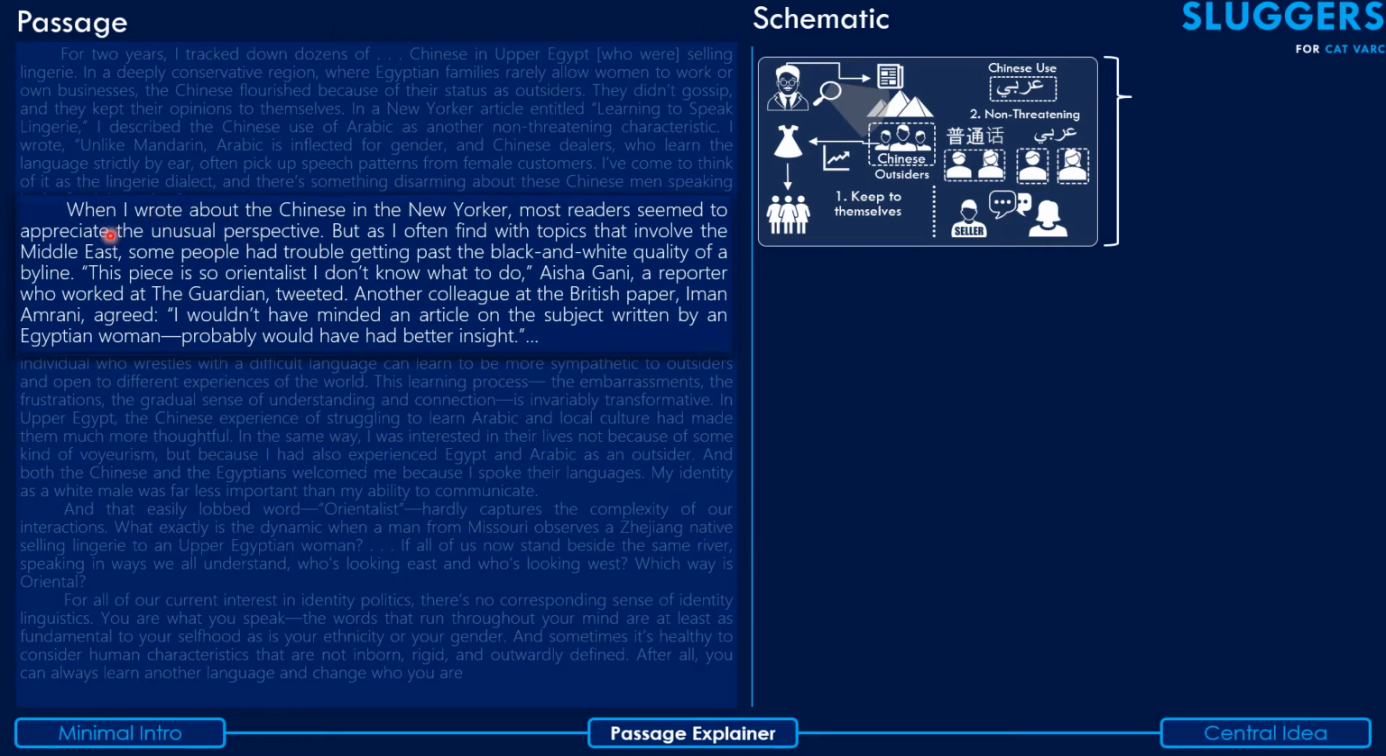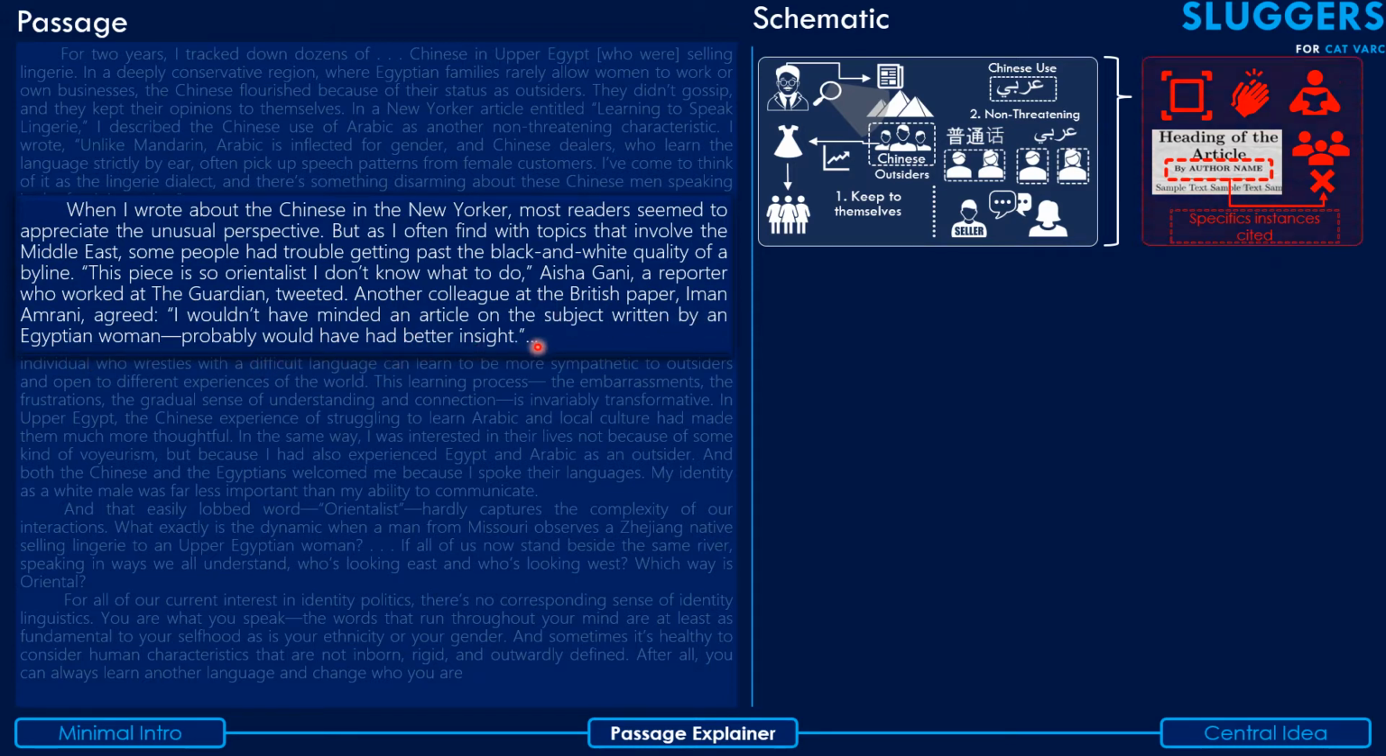Coming to the second paragraph. When I wrote about the Chinese in the New Yorker, most readers seemed to appreciate the unusual perspective. But as I often find with topics that involve the Middle East, some people had trouble getting past the black and white quality of a byline. "This piece is so Orientalist, I don't know what to do," Aisha Ghani, a reporter who worked at The Guardian, tweeted. Another colleague at the British paper, Imran Amrani, agreed. "I wouldn't have minded an article on the subject written by an Egyptian woman. Probably would have had better insight." So guys, that's the reading of the second para.